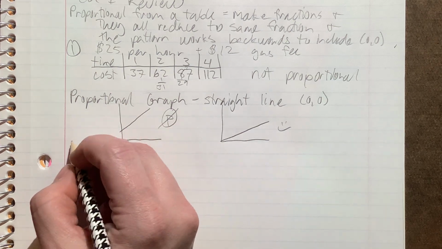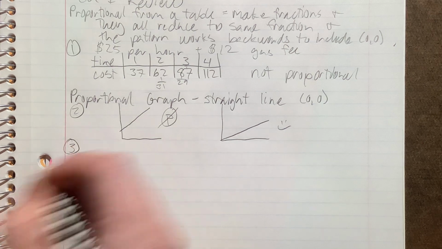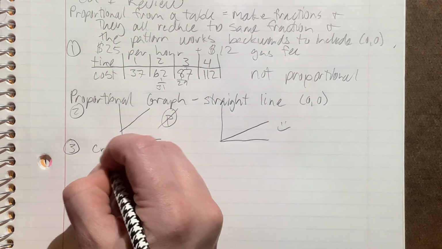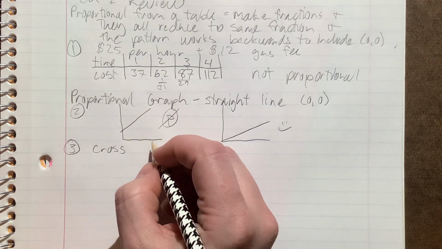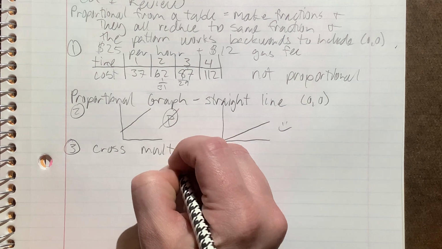Let's see. After that, we'll call those number 2. Number 3, we solved proportional relationships, and this is our cross multiplying, and we've practiced this quite a bit since, so hopefully you're still doing all right on this.